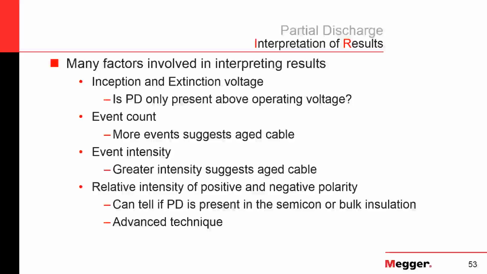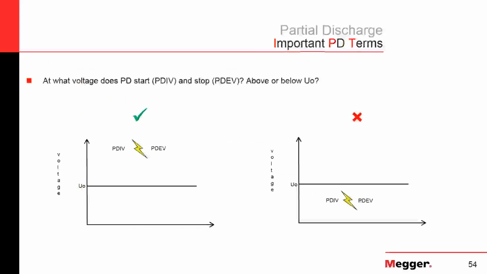Or is it a void on the semicon and insulation boundary on the outer side of the cable or on the inner side of the cable? And that will swing the polarity bias one way or the other. Long story short, in cables, any partial discharge is bad, but this will give you a little bit of information about what might be going on.